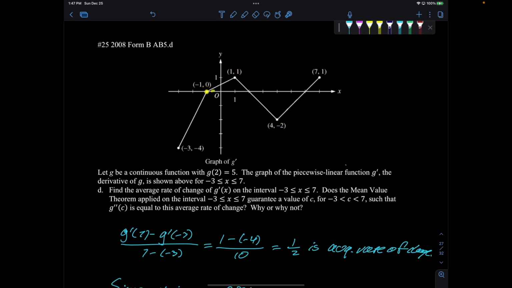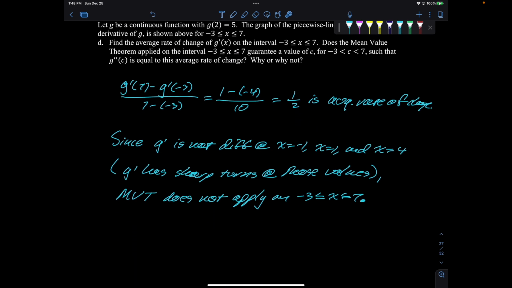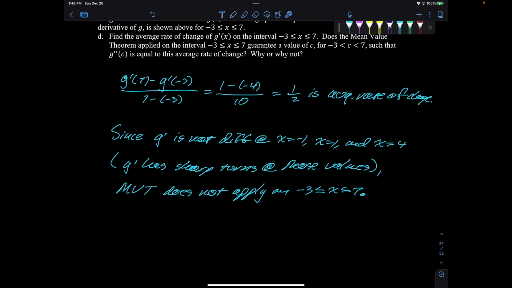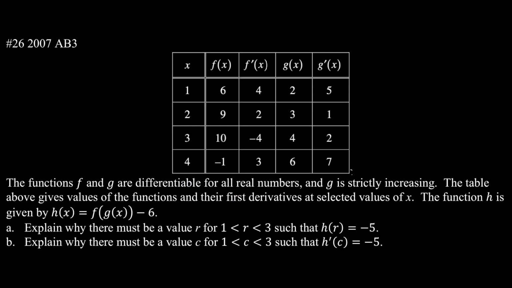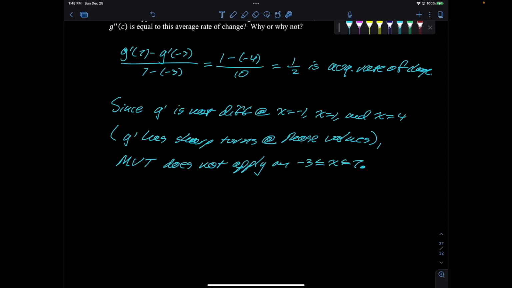I mean, technically the slope is 1/2 here, which is kind of an interesting lesson, because the mean value theorem guarantees that something happens. If the conditions of the mean value theorem are not satisfied, it doesn't mean that it cannot happen. It just means that it is not guaranteed to happen. So the mean value theorem does not guarantee anything in this case. So that would be my answer. All right, should we look at another one?